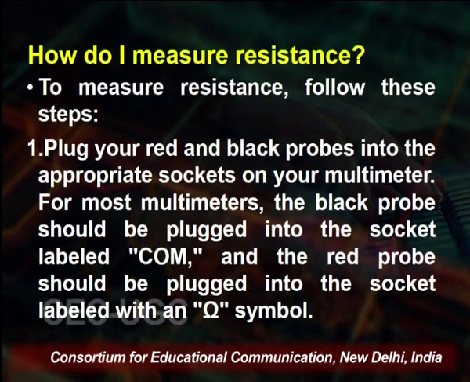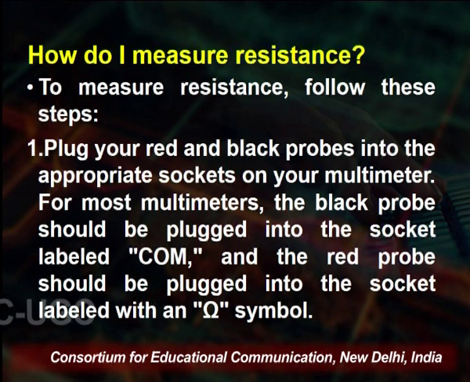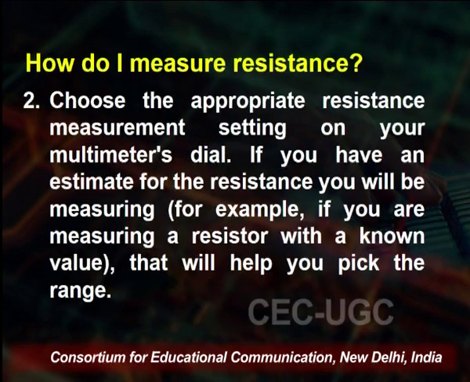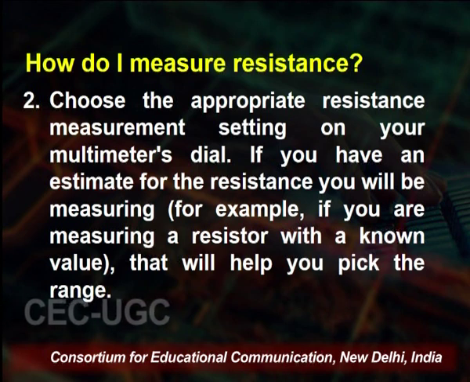Now the third point, how we measure resistance. Again we have the two probes, one red and the other black. The black probe is connected to the COM, and the red is plugged into the socket with the ohm symbol. The red is then put in the circuit. So appropriate resistance measurement can be done by selecting the particular range.